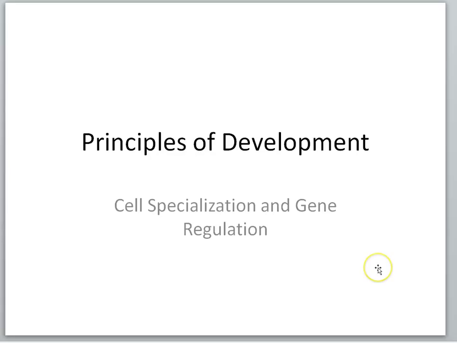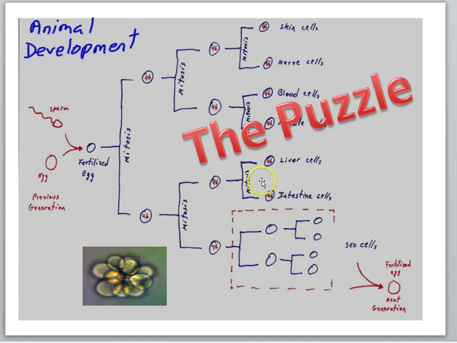In this lesson, we'll continue our investigation into the principles of development. We've already learned about the great puzzle of development, and that is, how can cells with the same chromosomes become different types of cells? We would say they specialize into skin cells and nerve cells and blood cells. They all have the same chromosomes, which means they all have the same set of genes, yet they become different.